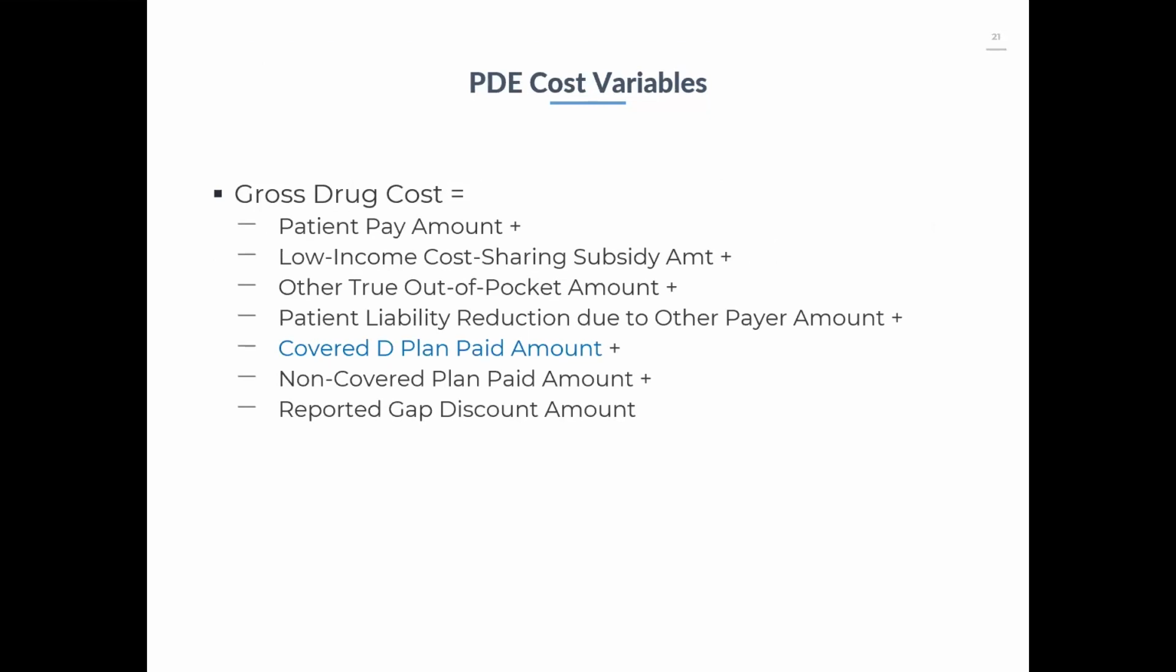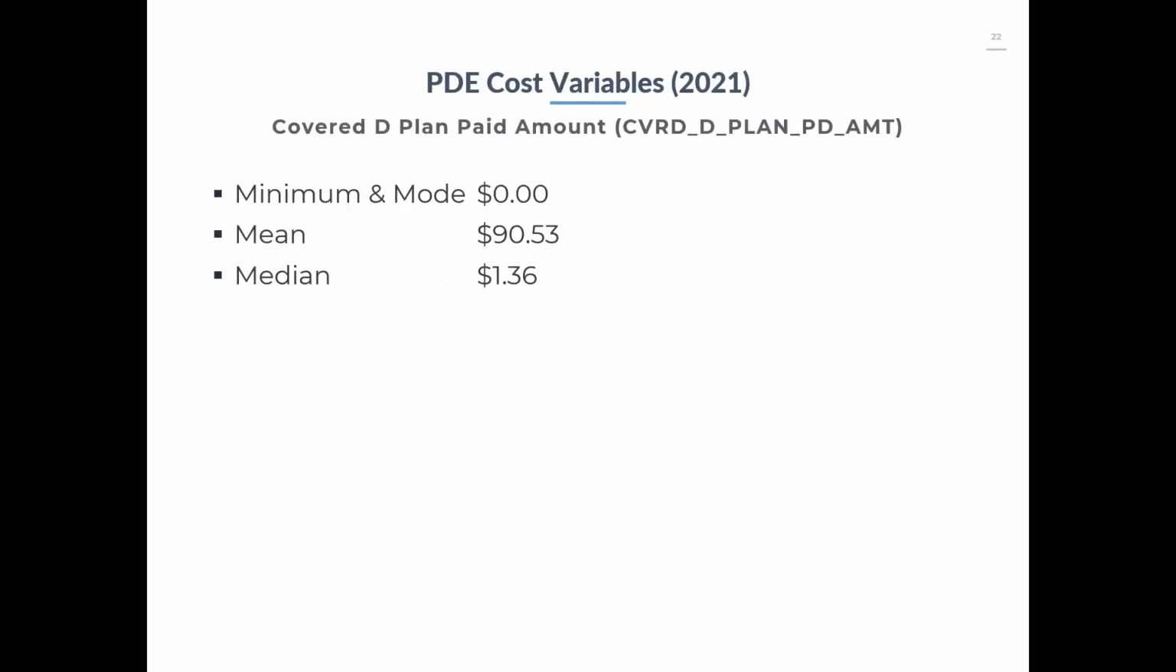The next component is the covered D plan paid amount. And that is the amount the plan paid. So the minimum and mode is 0, and that's going to be for those events, mostly the fills that occurred in the deductible phase. The mean amount paid by the plans is $90.53. The median is only $1.36. So again, those high cost drugs are really pulling that mean up.